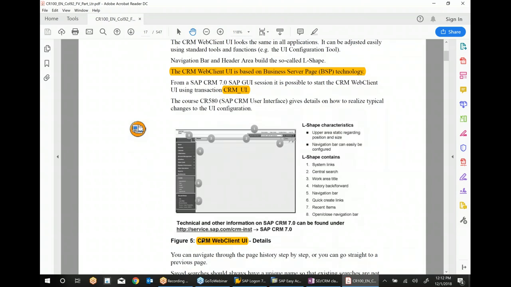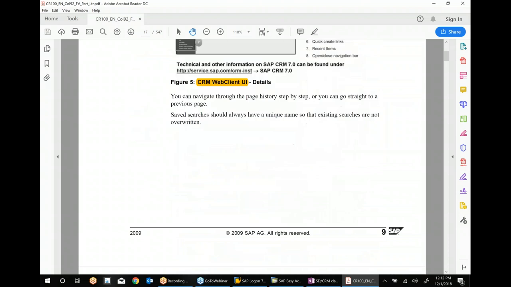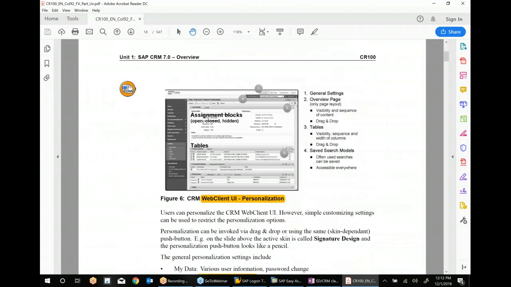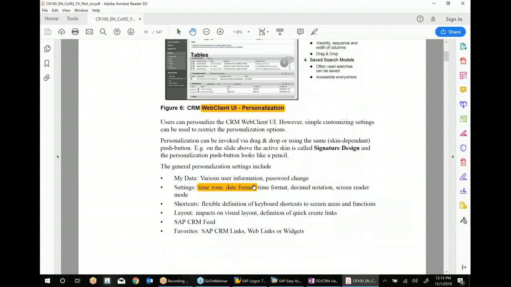This is just a screen layout of how the web client user interface looks like. If you can read it, there are a lot of different functions we can define. So, CRM web client user interface. You can also do personalization in it, which basically means you want to add your own personal data: user information, password, time zone, date format, decimal, time format, and personalized color schema. Those kinds of things you can do, and this is called personalization.